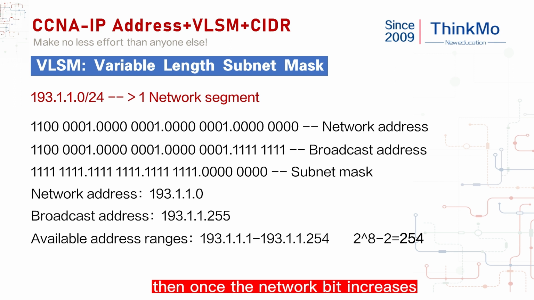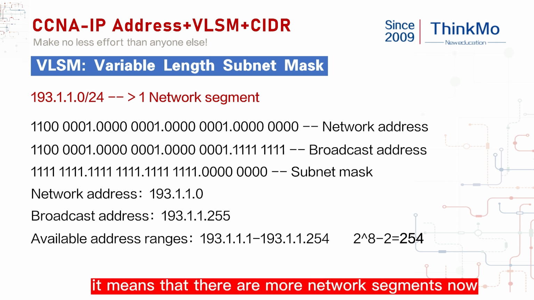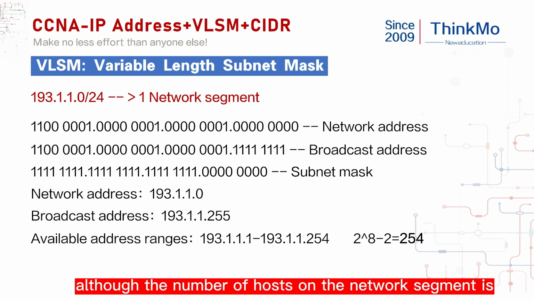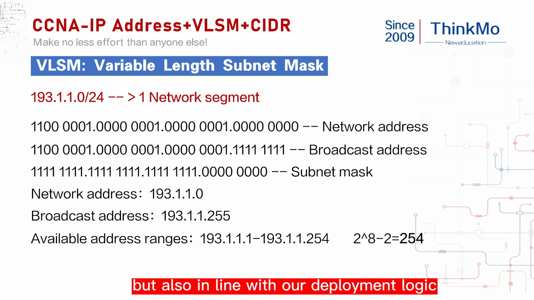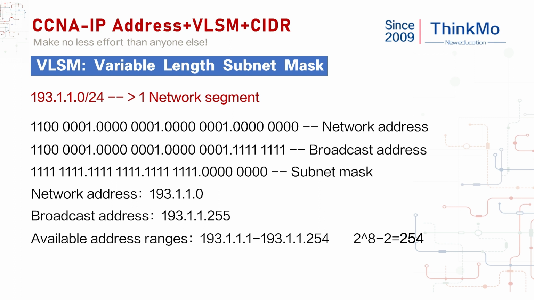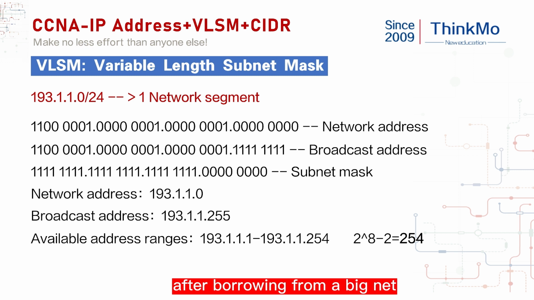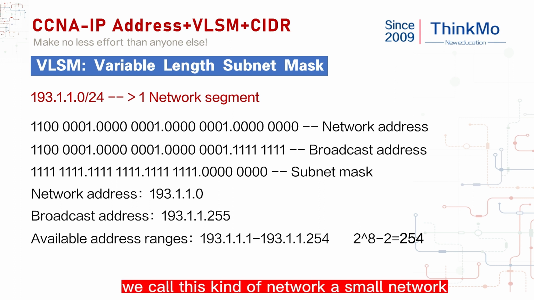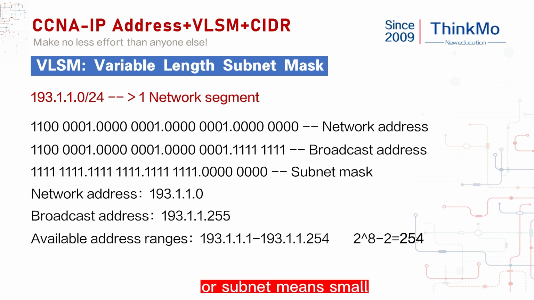Then once the network bit increases, it means that there are more network segments now. Relatively speaking, although the number of hosts on the network segment is small, it is also in line with our deployment logic. Because in general, in a network segment, there will not be many or even tens of thousands of hosts. This is the case, but it is rare, because that kind usually uses other strategies alone. After borrowing from a big net, the network can be divided into several small networks. We call this kind of network a small network, or subnet, meaning small, divided from the original.